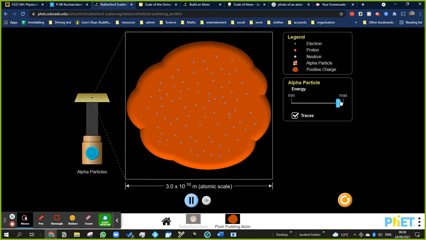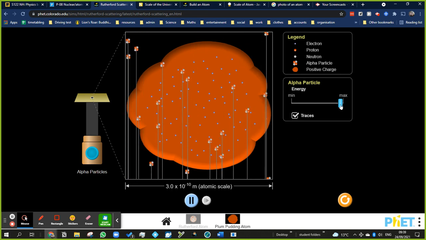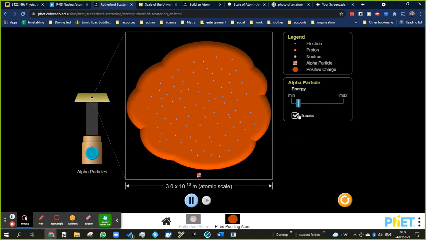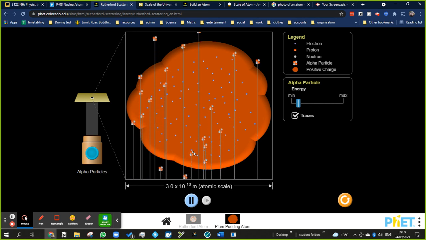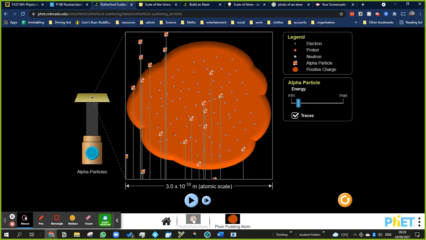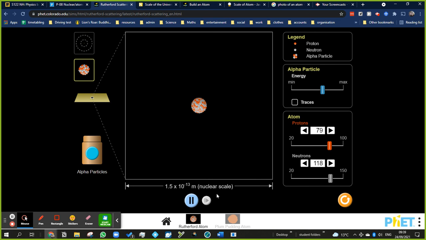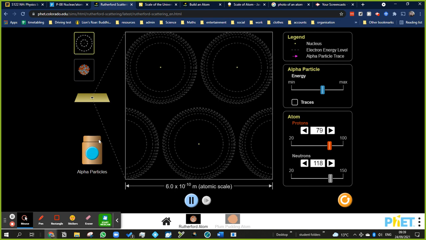You can actually increase the energy of the alpha particles. I think they just go more quickly. There you go. The energy increases their speed. So what did they actually see? Well, they actually saw something a bit like this, in fact. Basically, they didn't see this, by the way. They just inferred what was going on.